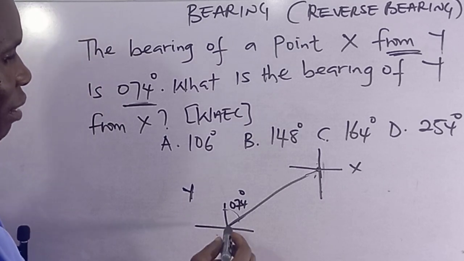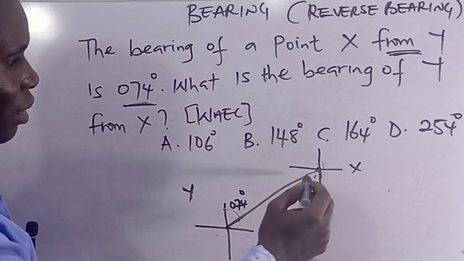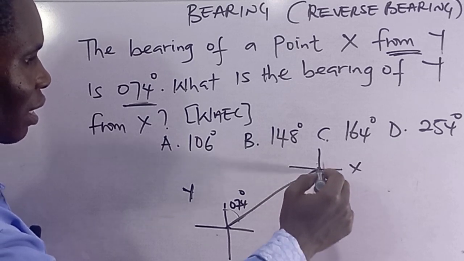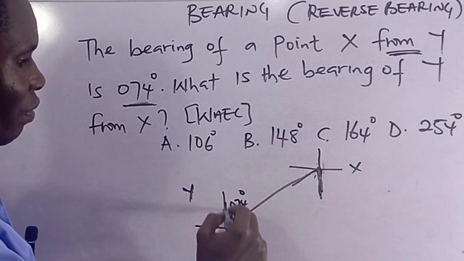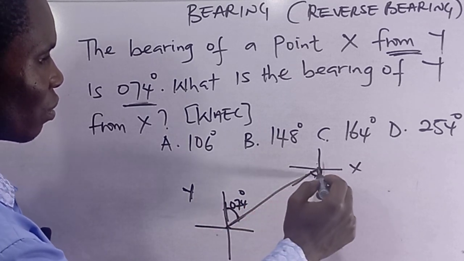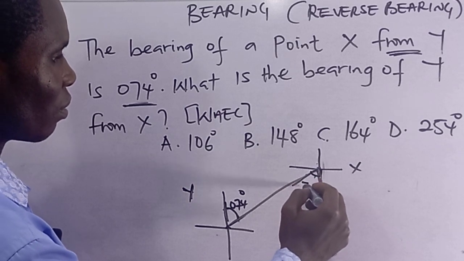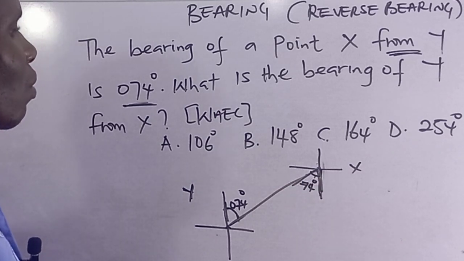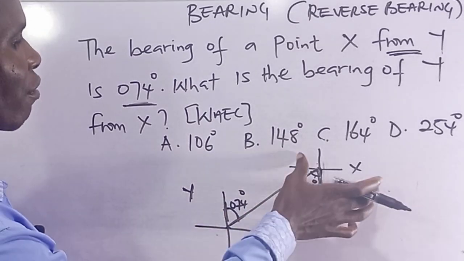If you look at it carefully, these angles are alternate because this is a vertical line, and this is also a vertical line. This angle is equal to this angle. So this angle is 74 degrees. But this time around, we are asked to find the bearing of Y from X.